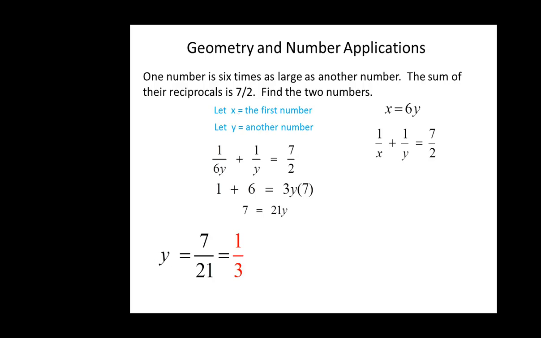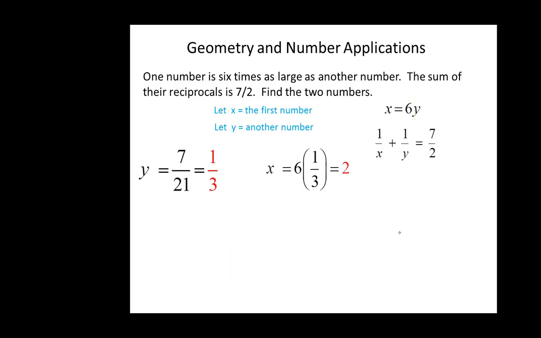I still need to find x. I found y here. I need to find x. And remember, x is equal to 6y, so I'm going to use that. And I have x equals 6 times y, but I know that y is 1/3. So x equals 6 times 1/3, and that gives me x equals 2. And so I found x and y.